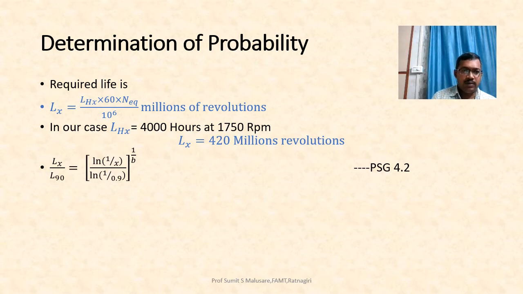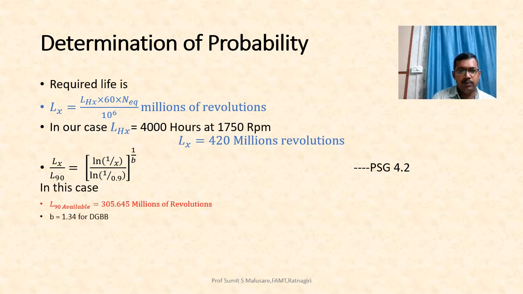So again, standard formula: Lx upon L90 is equal to ln of 1 upon x, upon ln of 1 upon 0.9, raised to the power of 1 upon b. L90 available is how much? 305. Lx, that is 420 millions of revolutions, b is equal to 1.34. If you put it, I will get the value of x is equal to 0.8510.